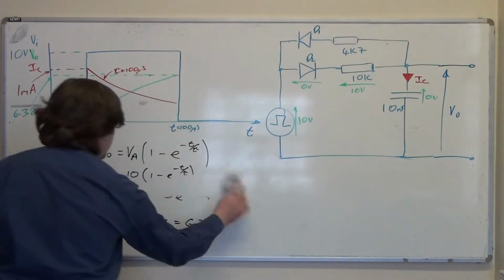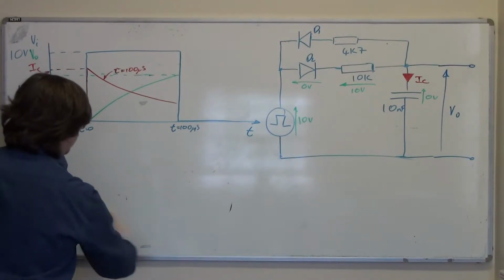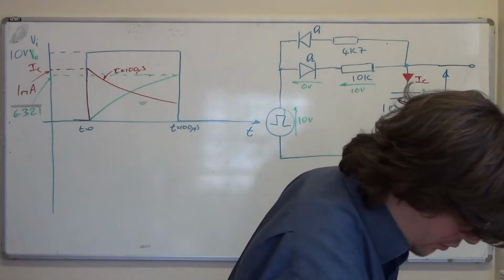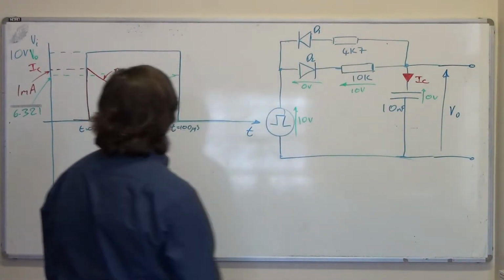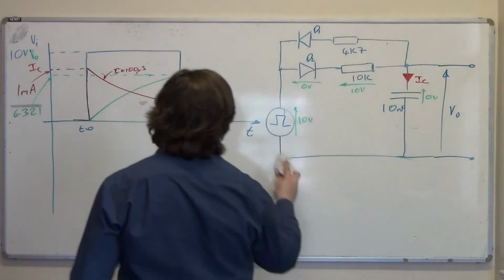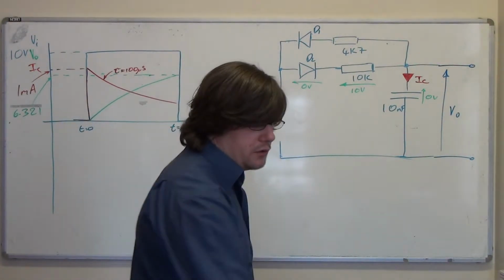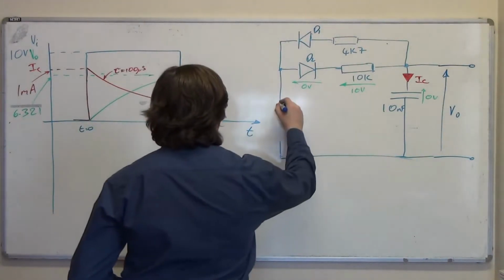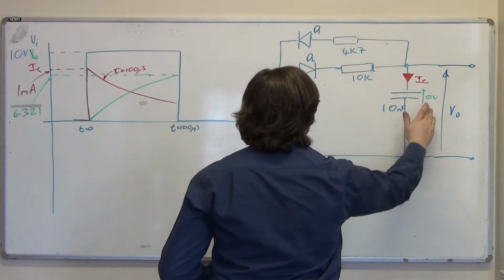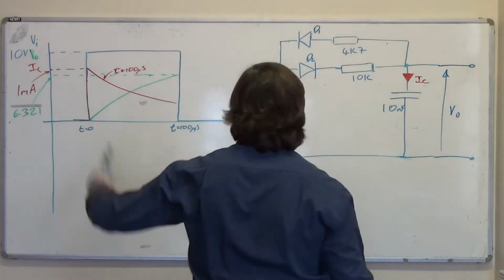Okay, so now we know how far the capacitor voltage rose in the pulse period. We can figure out what's going to happen afterwards. When the pulse finishes, the source can be removed and replaced with its internal impedance, which is a short circuit, and all these voltages disappear as well. And we know that the voltage on the capacitor at that point is 6.321 volts.